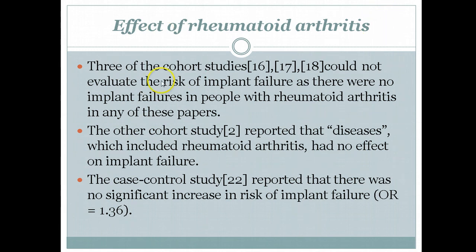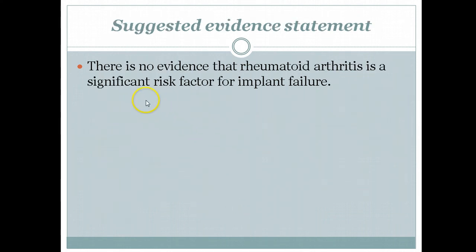Rheumatoid arthritis. Three of the current studies could not evaluate the risk of implant failure, as there were no implant failures in people with rheumatoid arthritis in any of these papers. So we didn't have enough data to determine one way or the other in those studies. The other current study reported that disease, which included rheumatoid arthritis, had no effect on implant failure. There was a case-control study that reported no significant increase in risk of implant failure, with an OR of 1.36. Our suggestion: there is no evidence that rheumatoid arthritis is a significant risk factor for implant failure.